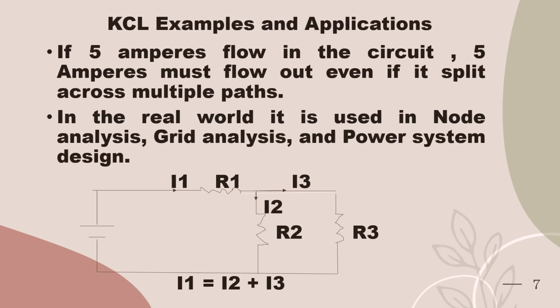Kirchhoff's current law examples and applications show that if 5 ampere flow into a circuit, 5 ampere must flow out, even if it splits across multiple paths. In the real world, it is used in node analysis, grid analysis, and power system design. The figure shows currents I1, I2, I3. I1 is the input current which is split further into I2 and I3. So I1 is equal to I2 plus I3.